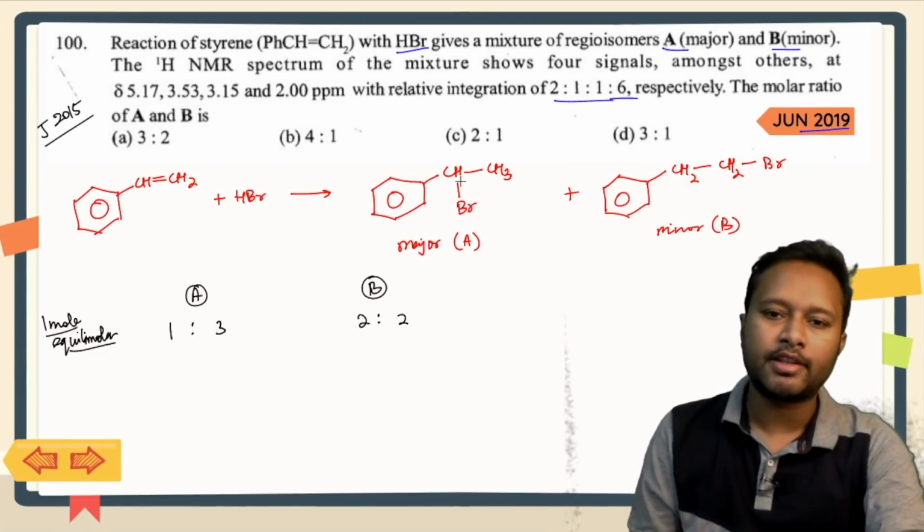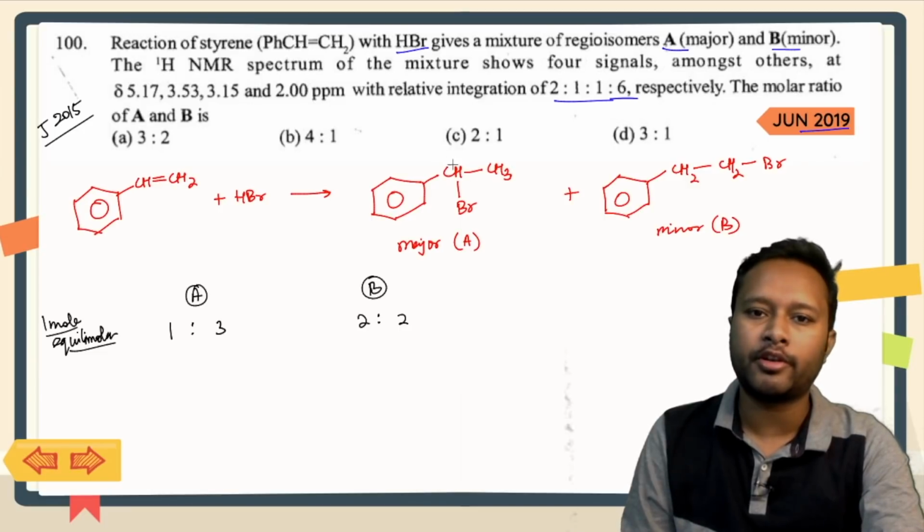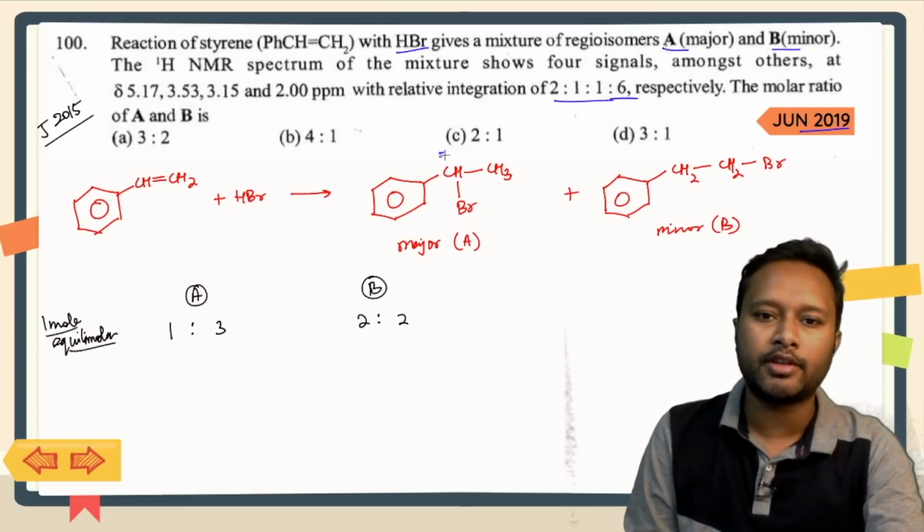So now let's try to assign chemical shifts to these hydrogens, these protons. If you talk about this hydrogen which is attached to the phenyl group as well as the bromine, both of them will try to de-shield this hydrogen, making the chemical shift downfield. So that's why the chemical shift for this will come out around 5.17 ppm.